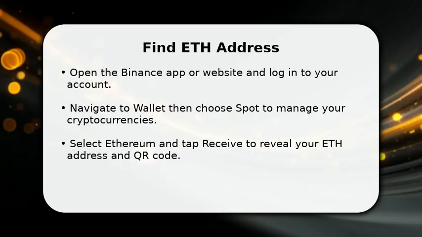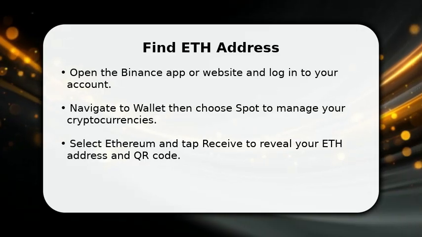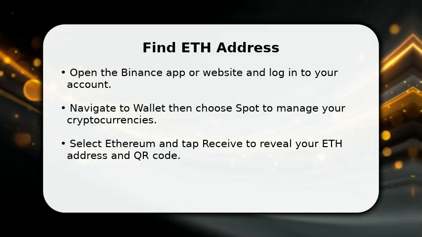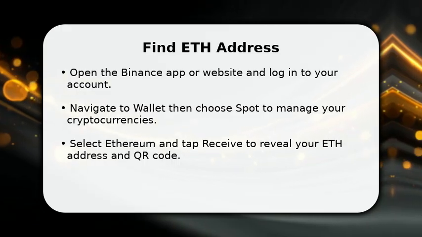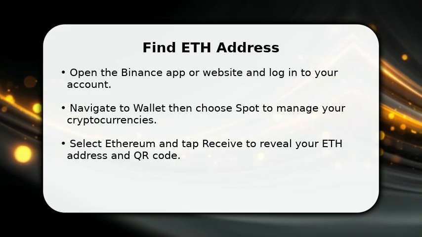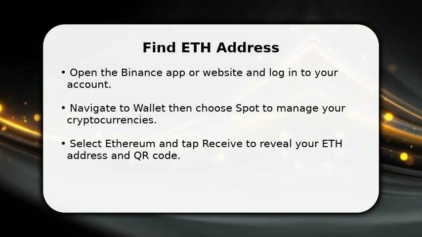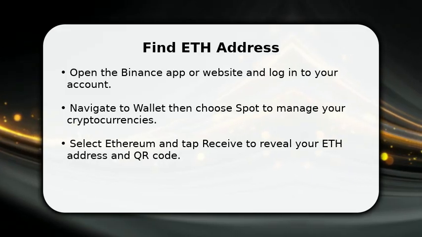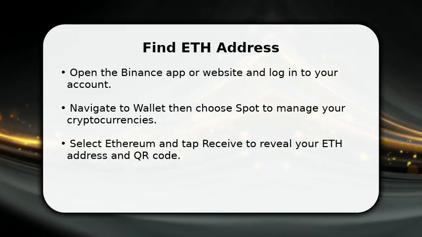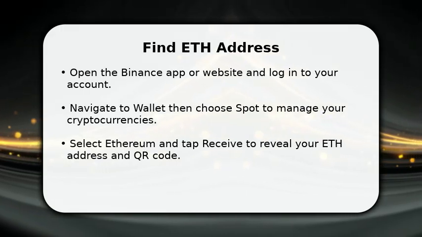Enjoy the video. In this video, I will show how to get ETH address in Binance. Open the Binance app, tap Wallet, choose Spot, then select Ethereum and press Receive to view your address and QR code. Copy the address exactly before sharing, or scan the QR to avoid typing errors. Double-check the network is Ethereum to prevent loss, and consider using a small test transfer first to confirm everything is correct.